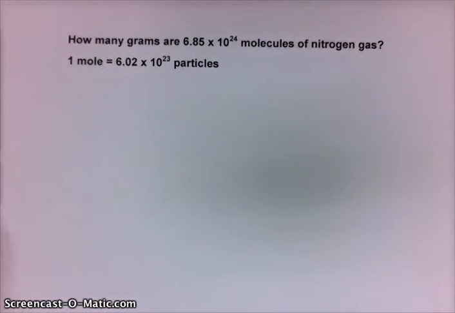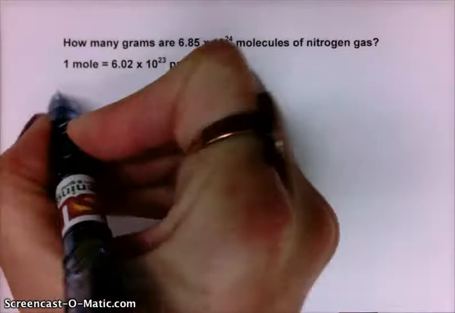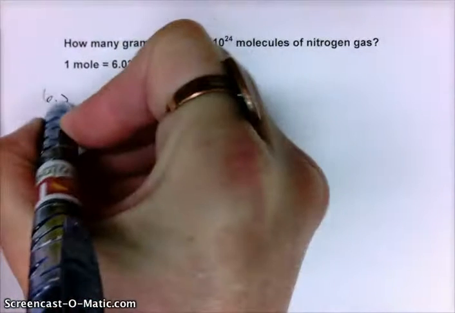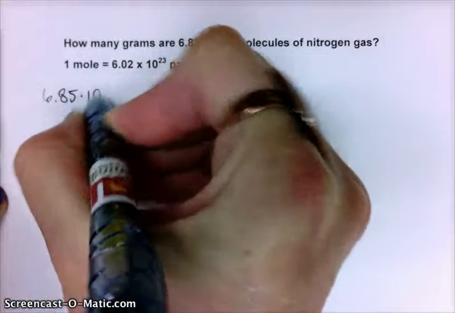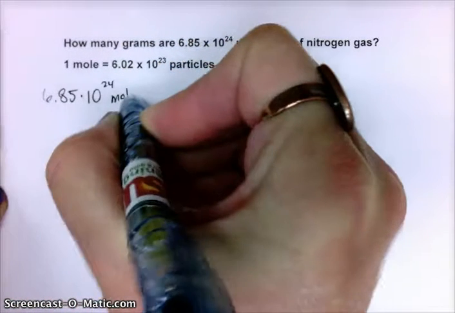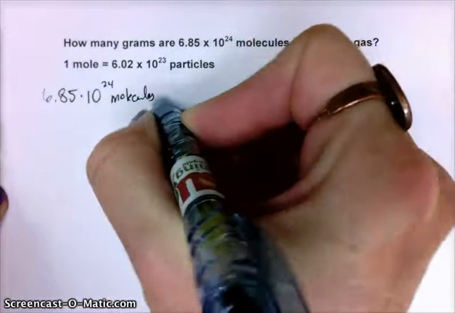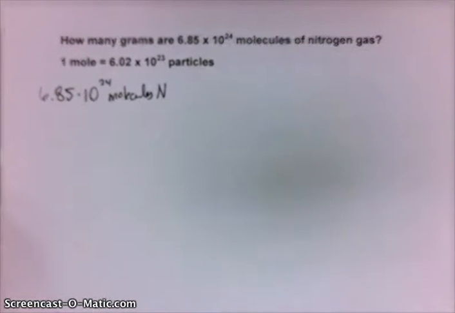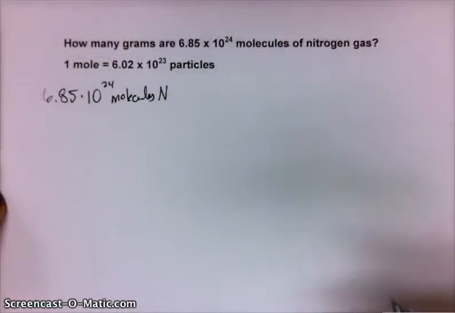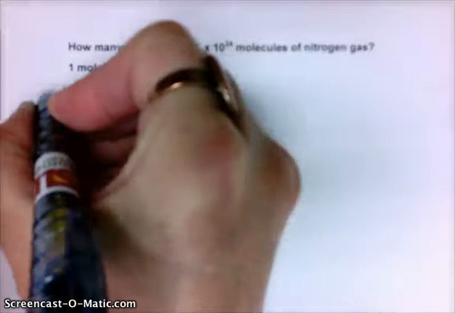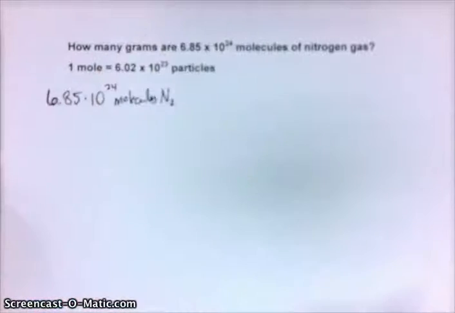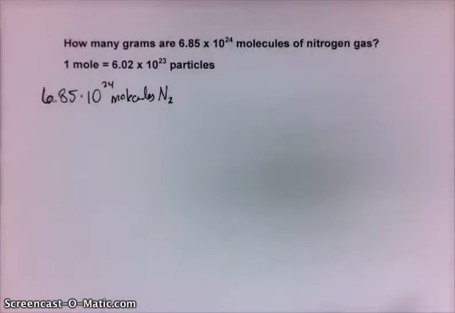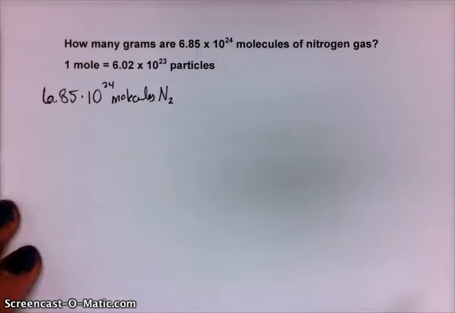As always, we start with our given information, which is 6.85 times 10 to the 24th molecules of nitrogen gas. Do you notice an error? Hopefully you caught that nitrogen gas is in fact diatomic. So it's not N, it's actually N2, and that's going to be important in just a minute. So first we use Avogadro's number to convert to moles.